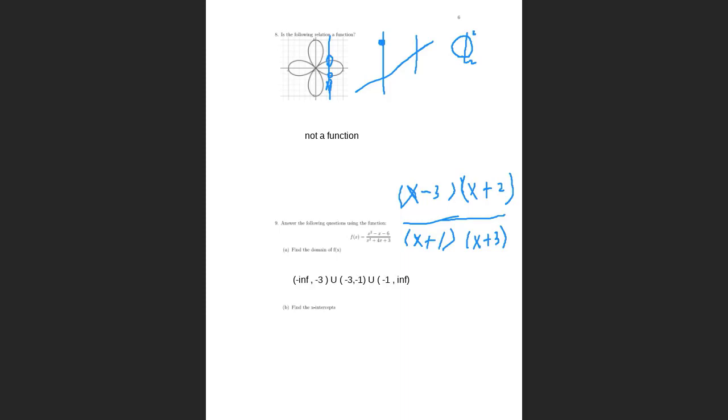Now for, so just to make sure you guys can see what I'm typing, right?